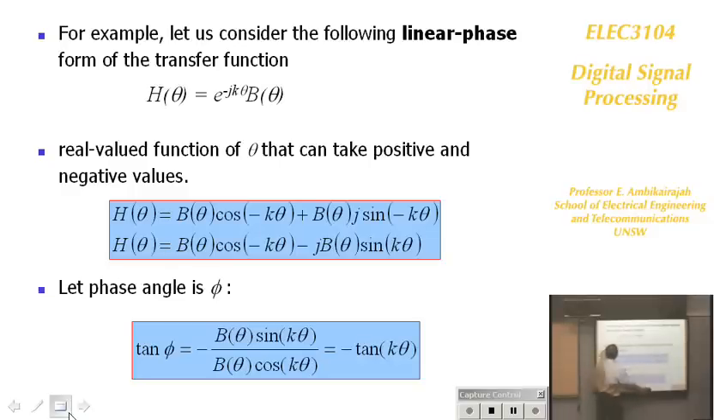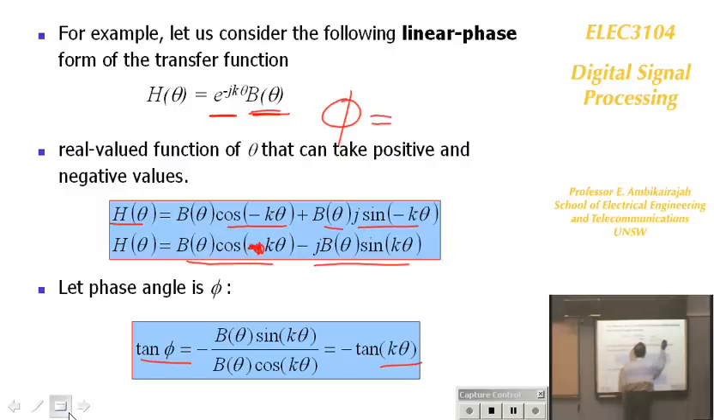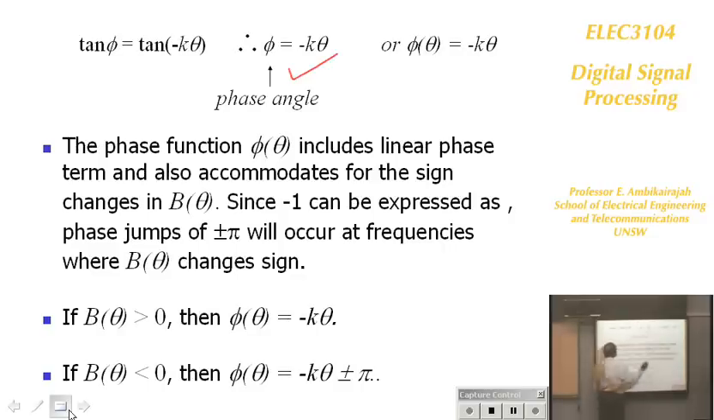What I'm trying to say is that you can consider the following linear phase function, where linear phase means that V theta e to the j k theta, and the phase from here is minus k theta. If these are real-valued functions, you can say h theta equals v theta cos k theta, plus v theta j sine, which becomes that one. If we calculate the angle, tan phi is this divided by this, equal to minus tan k theta. So that means phi, the phase angle, is automatically minus k theta. That's all I'm trying to show here. So you find the phase angle is minus k theta.